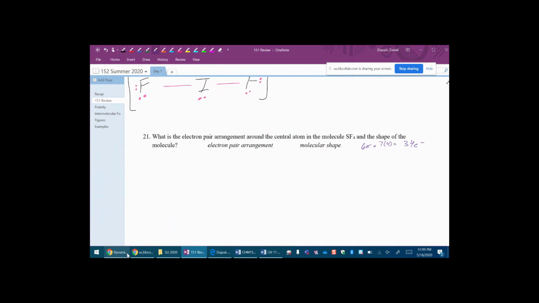Central atom is not fluorine, so S. 1, 2, 3, 4. 2, 4, 6, 8, 10, 12, 14, 16, 18, 20, 22, 24, 26, 28, 30, 32. I have extra electrons. They probably go on the sulfur because fluorine's not going to violate. So the electron pair arrangement, I have 1, 2, 3, 4, 5 pairs.